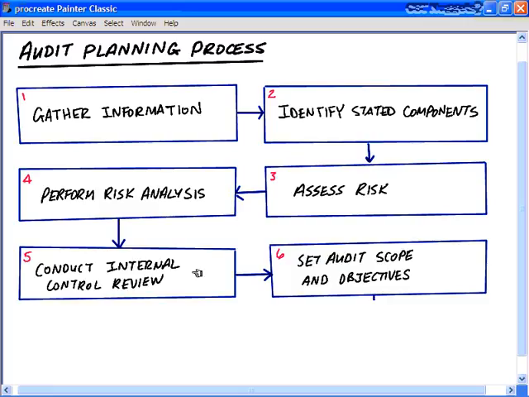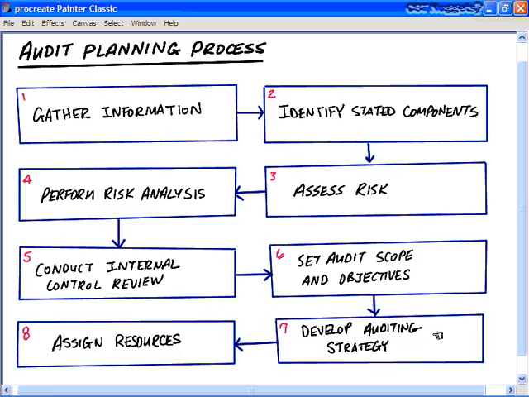The fifth step is to plan for conducting an internal control review, then setting your audit scope and objectives. For example, are you just auditing the financial aspect of the organization? Are you just auditing the security policy of the organization?